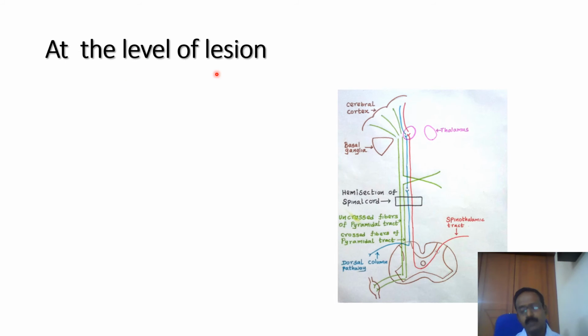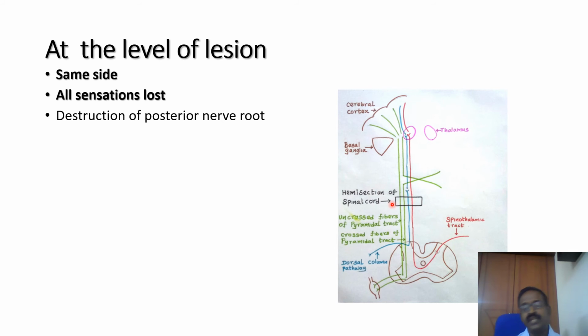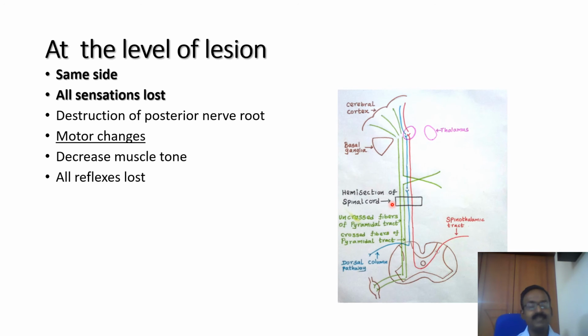At the level of the lesion, on the same side, all sensation is lost because of destruction of the posterior nerve root. The motor changes are similar to lower motor neuron paralysis. It decreases the muscle tone and produces flaccidity. All reflexes are lost, superficial and deep, everything is lost.